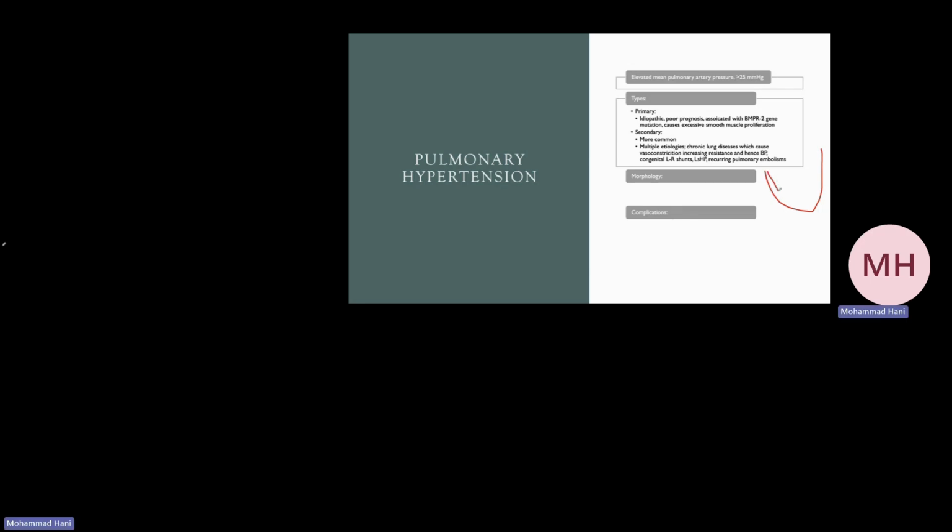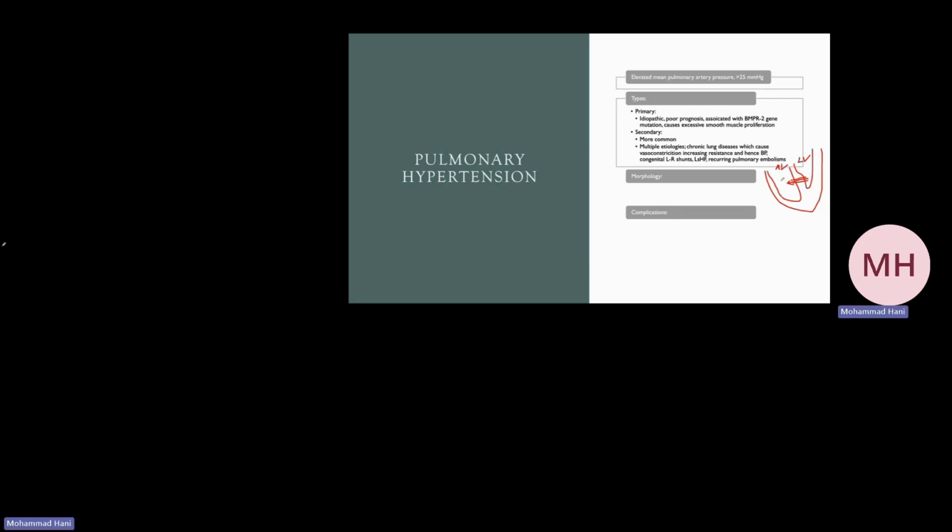So this would be your right ventricle, and this would be your left ventricle. So what happens is that there could be a VSD in the ventricle. This allows for communication from the left ventricle to the right ventricle.